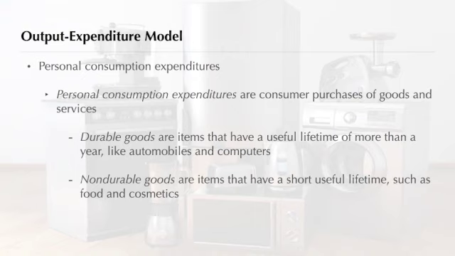The first element of GDP is personal consumption expenditures, or consumer purchases. Personal consumption expenditures include durable goods, non-durable goods, and services. Durable goods are items that have a useful lifetime of more than a year, such as automobiles and computers. Non-durable goods are items that have a short useful lifetime, such as food and cosmetics. Services, such as medical care, entertainment, and public education, are the fastest growing area of consumer expenditures.